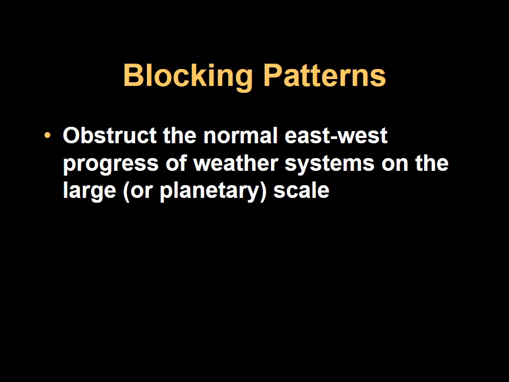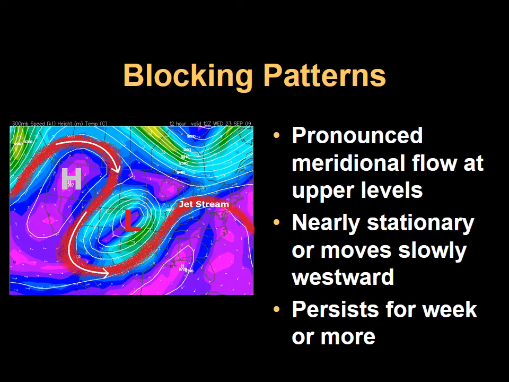Another kind of weather pattern that is common are blocking patterns. Blocking patterns happen when they obstruct the normal east to west progress of weather systems on the large scale or the planetary scale. Typically, blocking patterns are evident by the very large, pronounced meridional flow that you see at upper levels. Meridional meaning, of course, that the winds are more or less going north and south around highs and lows, and not so much zonal. This results in weather systems that are pretty much stationary, or maybe they move a little bit westward, what we call retrograde.